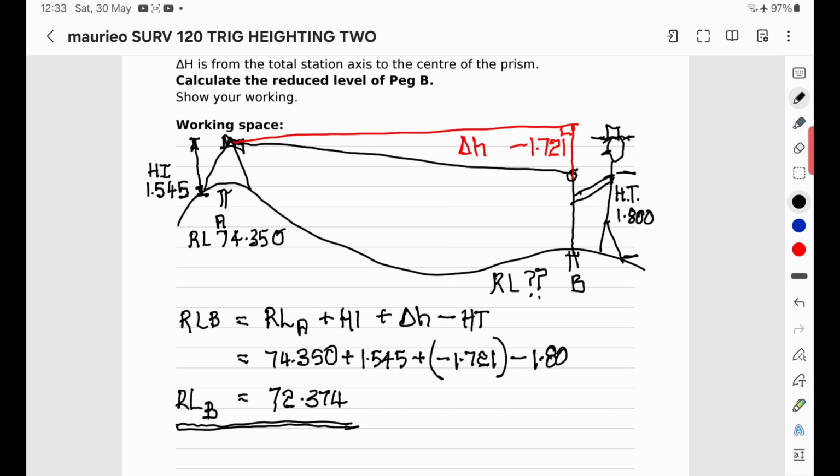The key point is to use delta H exactly as it was given. If delta H is positive, it's added as a positive. If delta H is negative, it's added as a negative. In this question, delta H is negative, so the final RL of B is lower than peg A. That's sometimes, not always, the case, with very small differences.